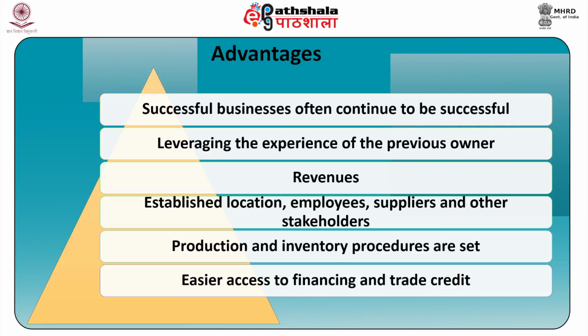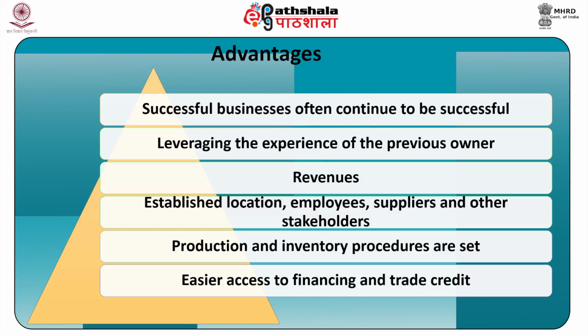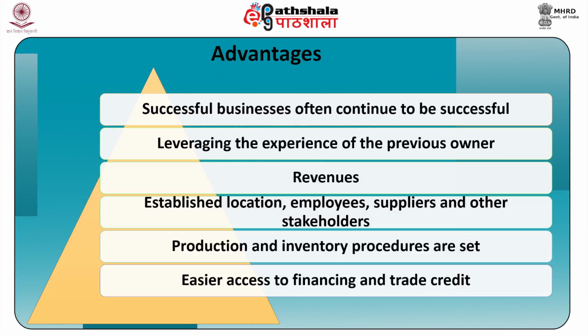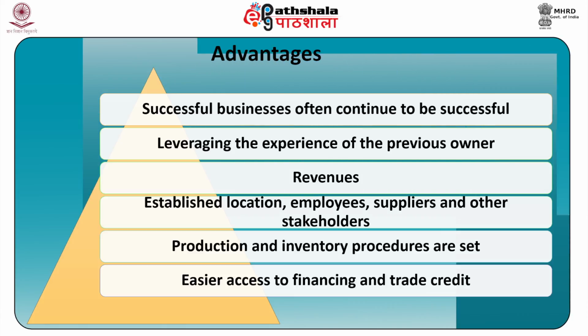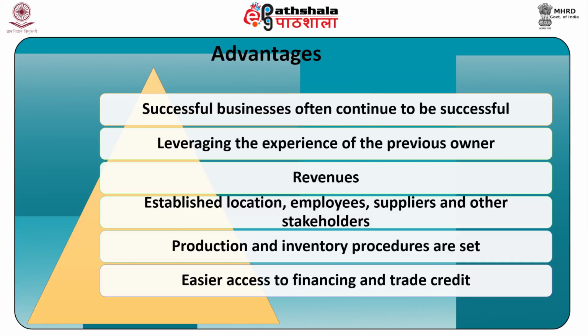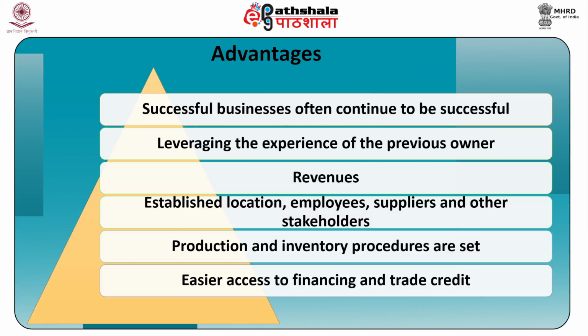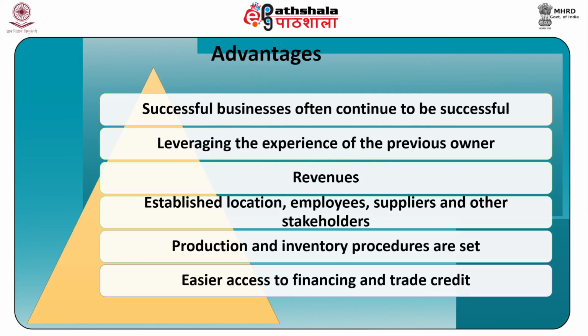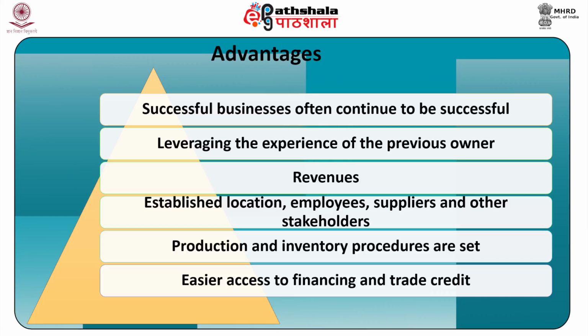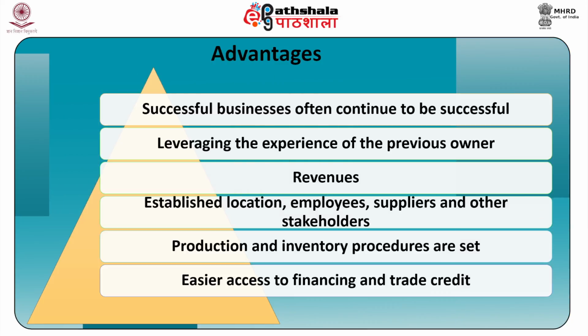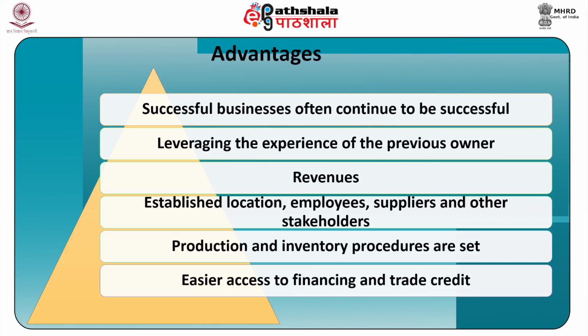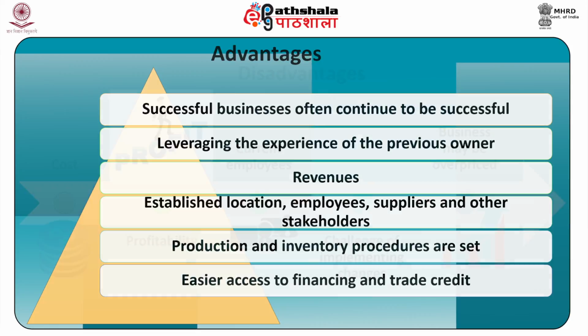Fifth, production and inventory procedures are set. The production equipment is already installed and the buyer can assess the condition of the plant before buying it. Sixth, easier access to financing and trade credit. An established and profitable business can have easier terms of franchising as well as trade credit as compared to a new venture which is laden with uncertainty, which means higher risk.